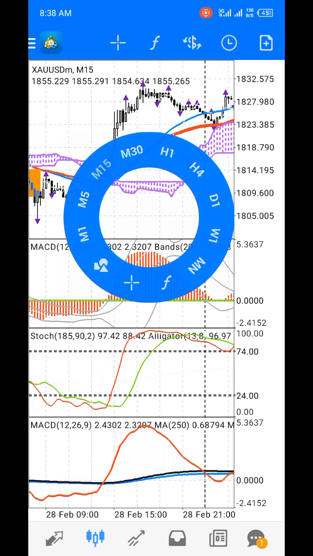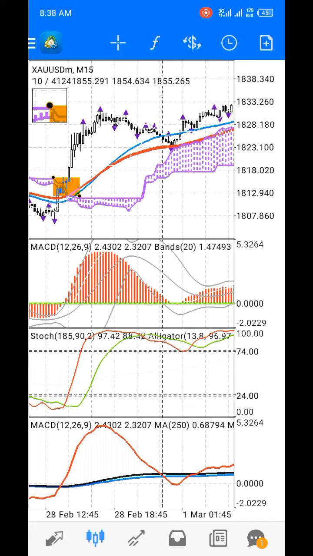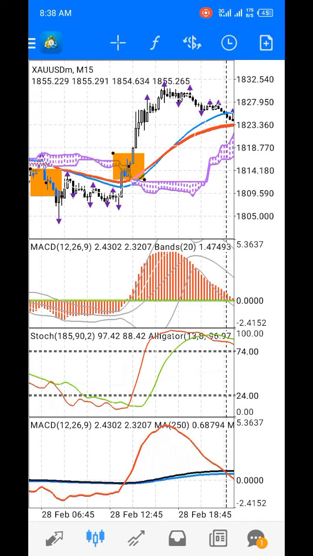This is a time to buy, though we do not have a retest around here, but it's a perfect time to buy.